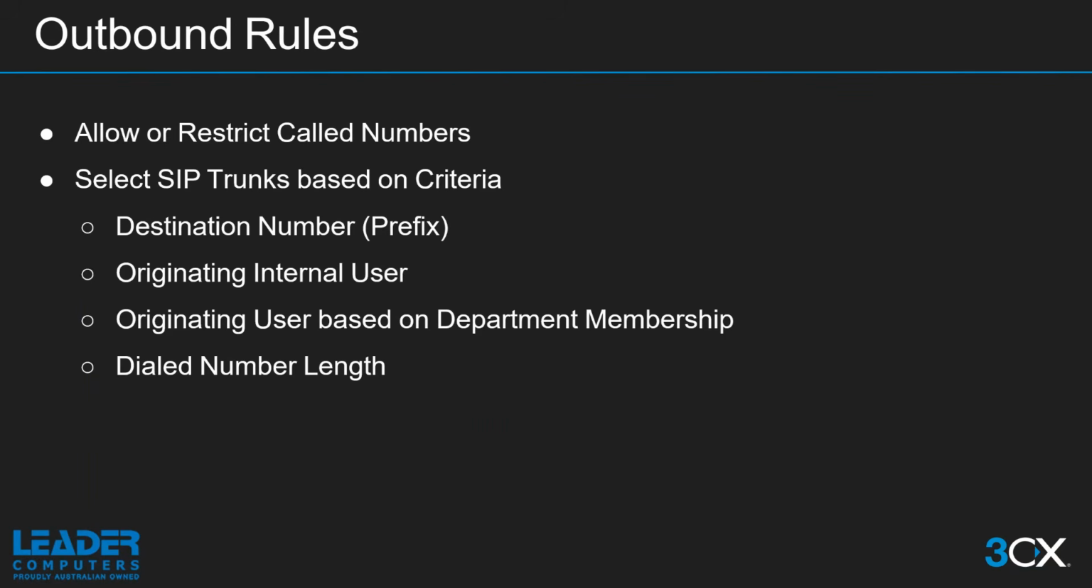So yeah, outbound rules allow or restrict call numbers, and you can select a SIP trunk based on criteria. And this is also where you can set failover trunks. For example, you have one trunk as route 1 and a failover at route 2. So only when trunk 1 fails or is busy, it uses route 2, which can be a different trunk. And it can be based on originating internal user, originating user based on department membership, or dial number length. And if you have any questions, feel free to post them on the chat, guys.